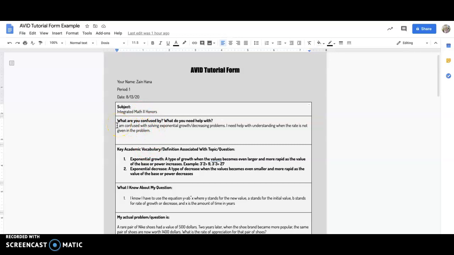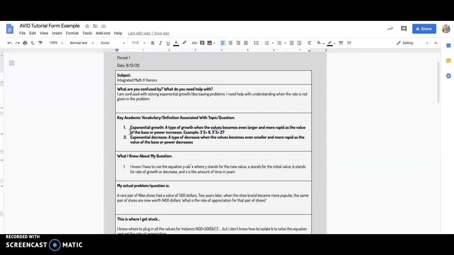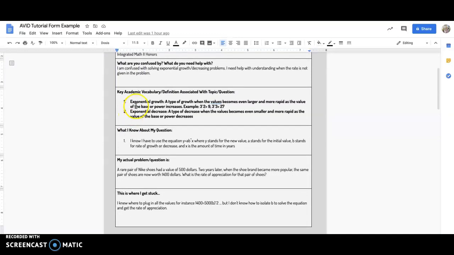Then, what are you confused by? Notice that Zane answered in full sentences: I am confused with solving exponential growth and decreasing problems. I need help with understanding when the rate is not given in the problem. Notice how detailed and thorough he was when he told us what he's confused by, and then he told us what he needs help with. Please make sure you are writing in complete sentences and that you give very specific details on what you are needing help with. Then he gave us 2 vocabulary words, exponential growth and exponential decrease.